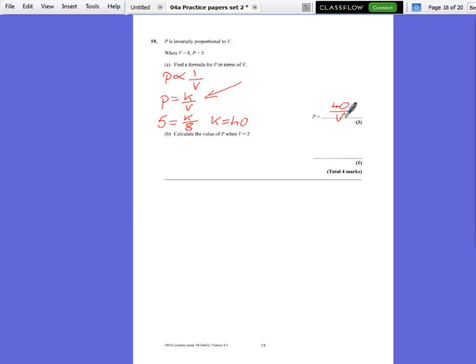It says calculate the value of P when V is 2. So using our formula, P would be 40 divided by V, which is 2, which just gives us an answer of 20.